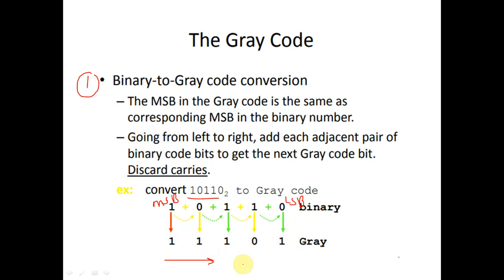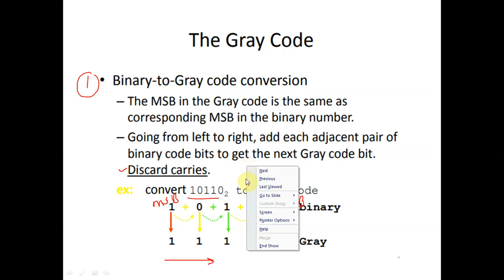Again, I repeat: the binary MSB is the same as the Gray MSB, so write it as it is. This 1 added with 0, answer is 1. This 0 added with 1, answer is 1. Then this 1 added with 1, the sum is 0 and carry 1, but see this point: the carry will be discarded. And this 1 added with 0, answer is 1.